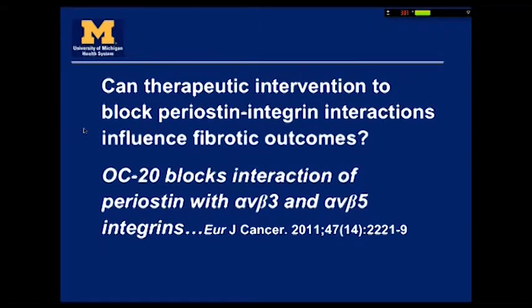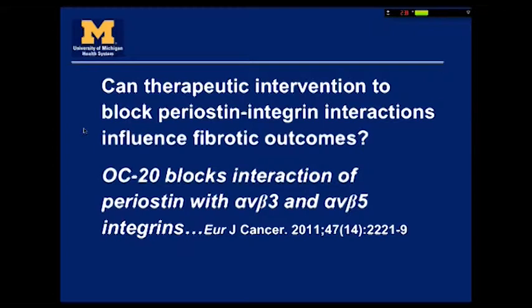All right, so at this point in time, we were quite convinced that periostin could regulate fibrosis, and now we were very interested in whether it could be therapeutically targeted. And it's very appropriate that I present this work in Italy because my collaborator on this work was Barbara Carnemolla, who's from Genoa. And she had developed an antibody called OC20 in her melanoma work, which is actually able to block the interaction of periostin with the alpha V beta 3 and the alpha V beta 5 integrins.